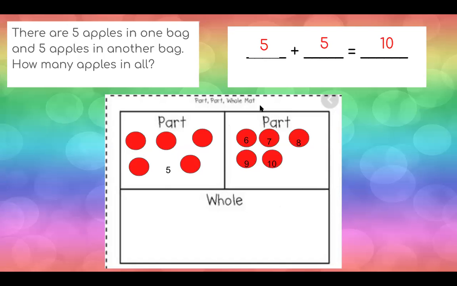And then I used the count on strategy. I don't have to go back and count 1, 2, 3, 4, 5. I know that there are 5 there, so I can put 5 in my head. Watch me. 5, 6, 7, 8, 9, 10. Use the count on strategy with me. Are you ready? 5, 6, 7, 8, 9, 10. There are 10 apples in all.